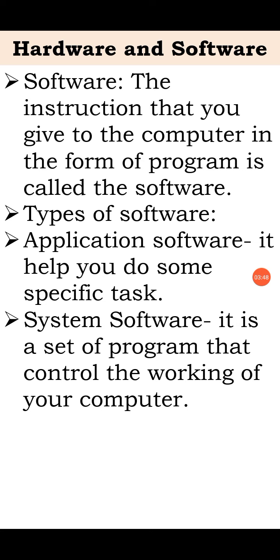System software. It is a set of programs that control the working of your computer. Means system software is the set of programs that control the working of the computer as well as the application software.